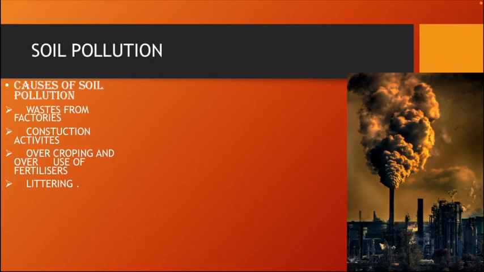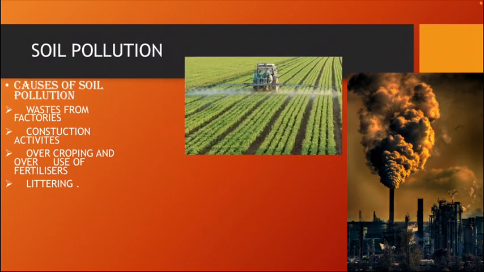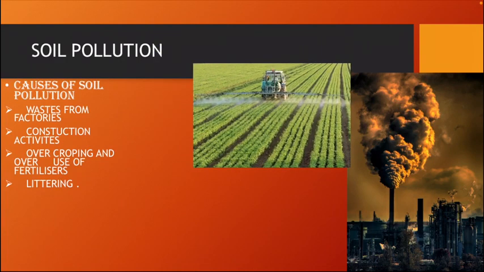The next one is overcropping or overuse of fertilizers. That is growing the same crop over and over in the same soil, which destroys the balance of nutrients and thereby decreases the soil quality. On top of that, using too many artificial fertilizers and pesticides pollutes the soil, causing soil pollution.